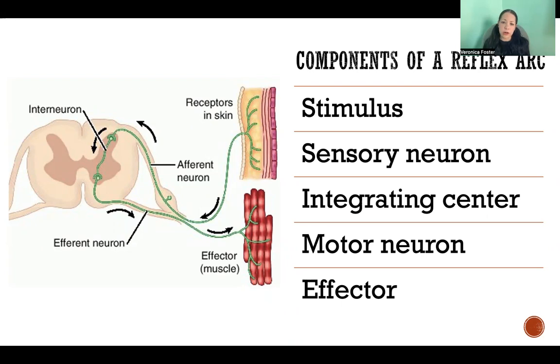That signal is carried through a sensory neuron to an integrating center, either in the brain or the spinal cord. The integrating center relays that sensory information to a motor neuron, so that we're carrying a motor plan, a response via the motor neuron to an effector, which is the part of the body that is going to do the actual responding to that stimulus.